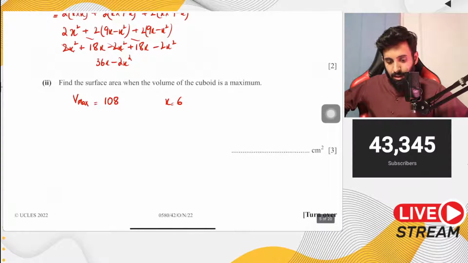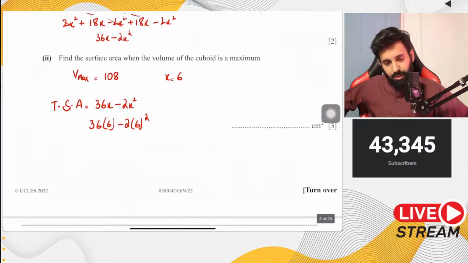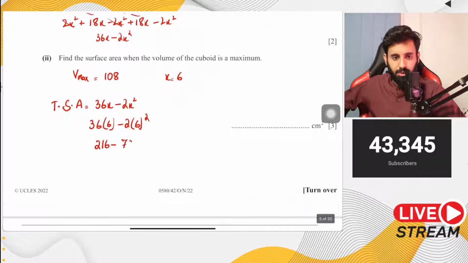Now, in order to find out the total surface area, the question has already made us work out an expression for the total surface area. So all we have to do now is plug in the value of x in that expression. So 36 into 6 minus 2 into 6 squared. So 36 into 6 is what? 216. 6 squared is 36. 36 times 2 is 72.